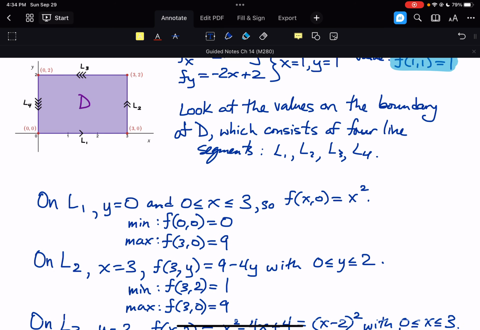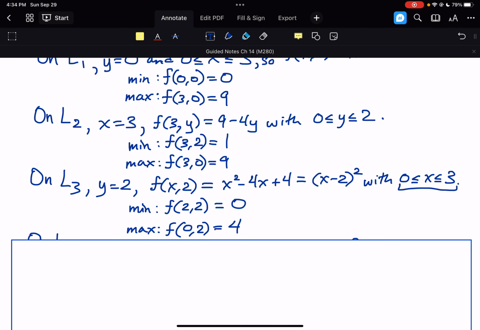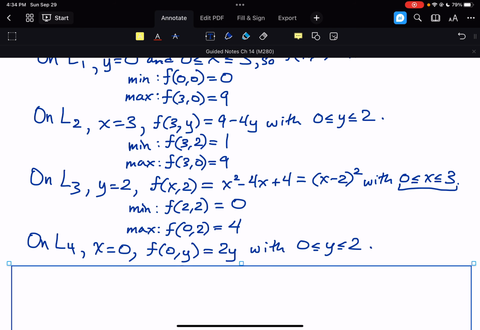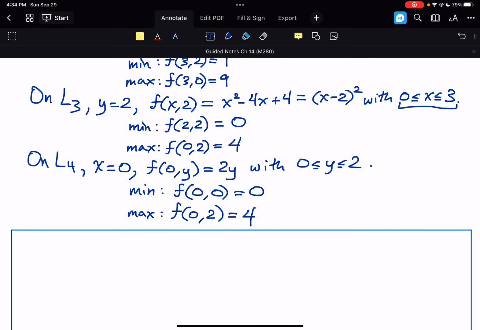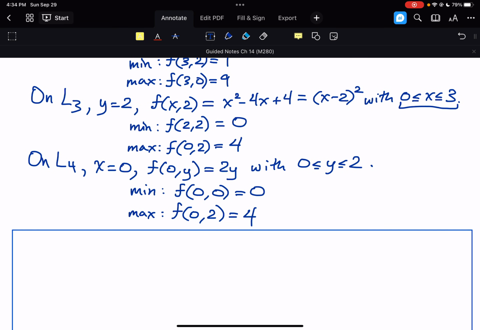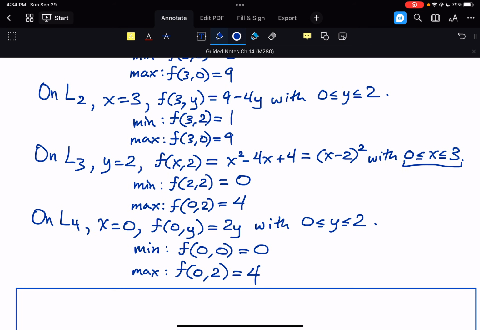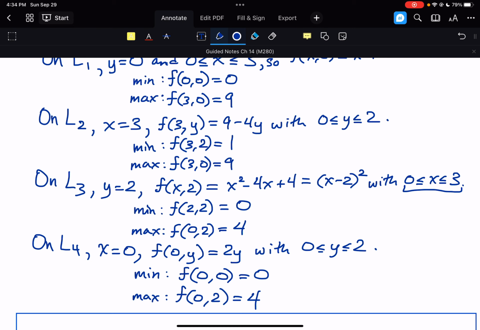And lastly, L4, so we're on that vertical line segment, the y-axis. So this one is a lot like the first one. So x is 0, so the function is 2y, with y going from 0 to 2. So we end up with the minimum, of course, at (0, 0), and then the maximum is, of course, at (0, 2). And some of these points repeat, so that's good. So it's kind of verified in here.